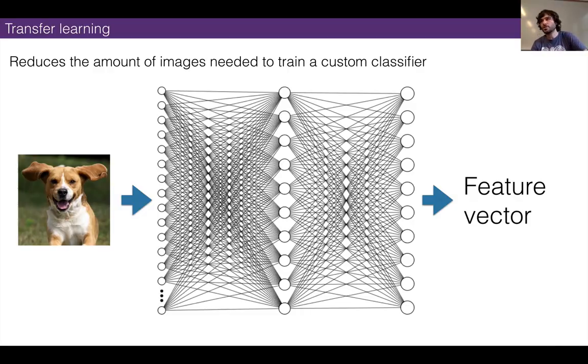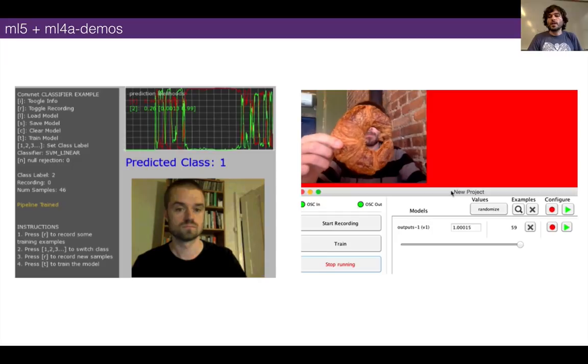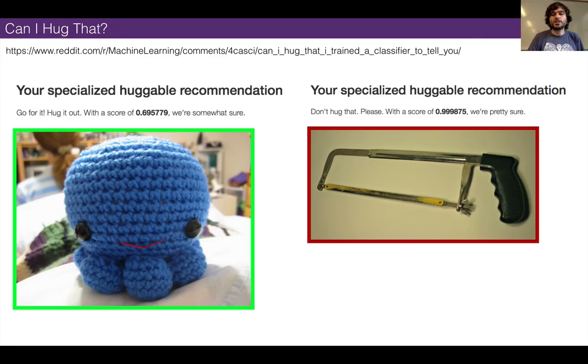Right. So let me show you a few cool examples of things that people have made with this technique. Now, I'm not showing you ML5 projects per se. These are just transfer learning examples. A lot of these are ITP projects actually, so these will be very relevant to you. Let me actually just show you. Oh, actually this is not an ITP project, but I really like this one.